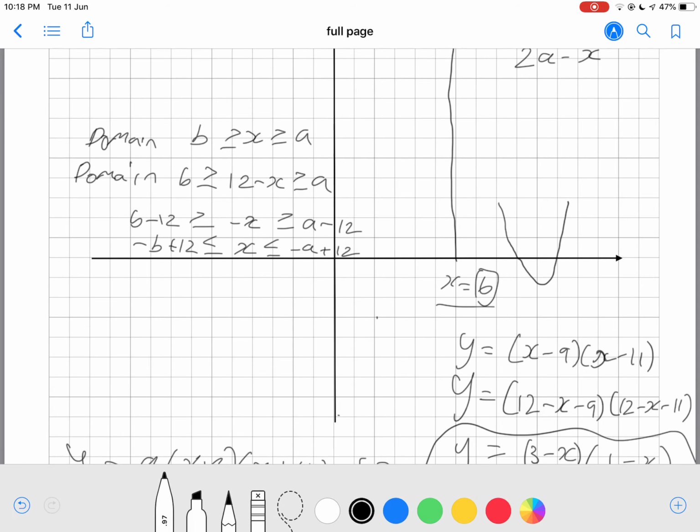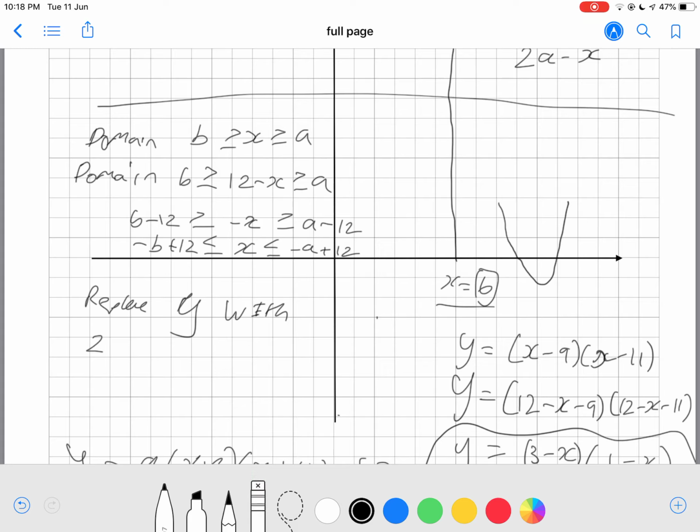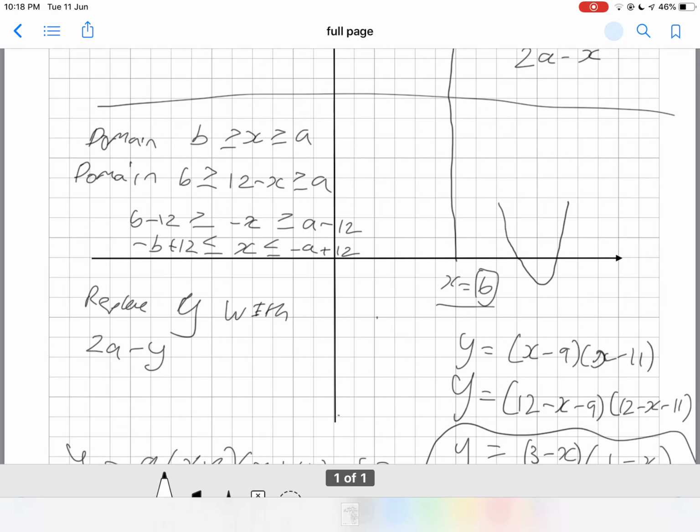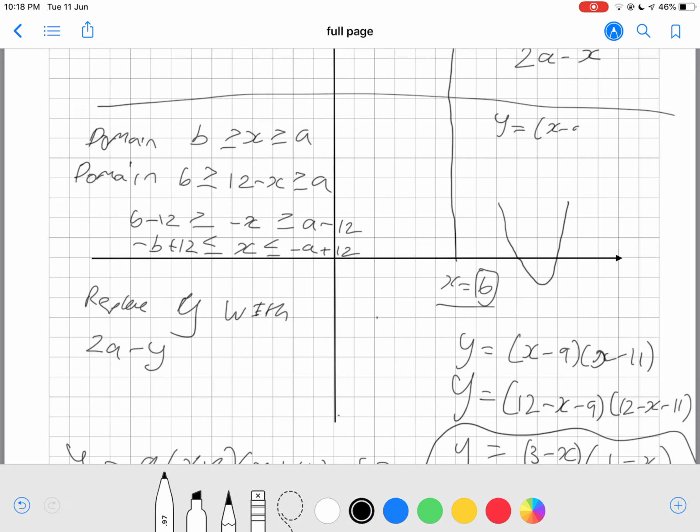If we reflect on the line that's parallel to the x-axis, we'll replace y with 2a minus y, okay? So, for example, we have our same parabola here, so that's y equals x minus 9, x minus 11. So that becomes 12 minus y equals x minus 9, x minus 11.